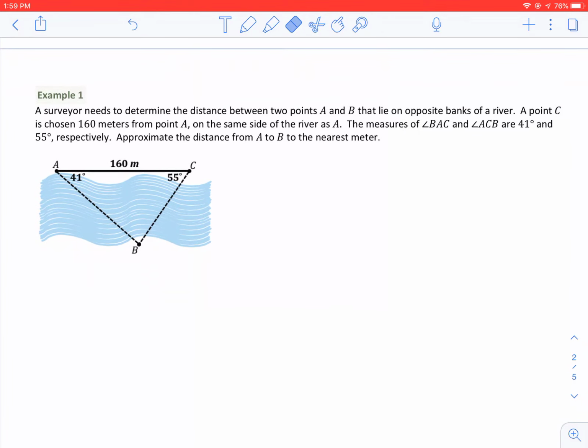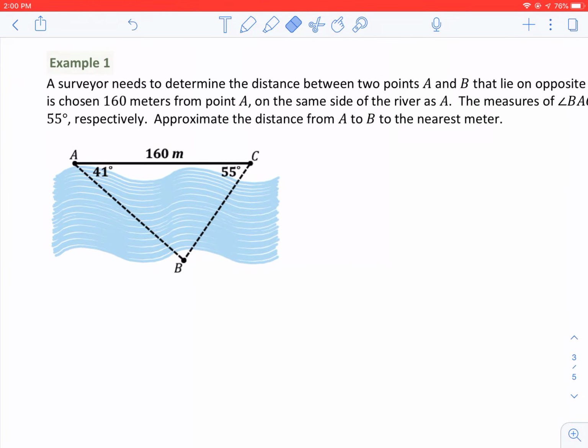So let's use this to solve a couple of questions. Here's our first example. A surveyor needs to determine the distance between 2 points A and B that lie on opposite banks of a river. A point C is chosen 160 meters from point A on the same side of the river as A. The measures of angle BAC and ACB are 41 and 55. Approximate the distance from A to B to the nearest meter.